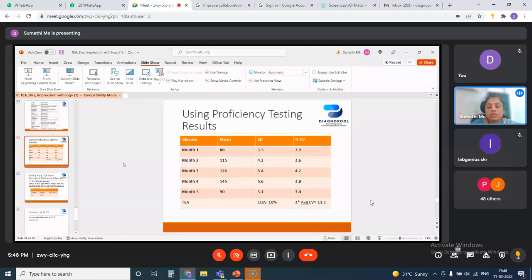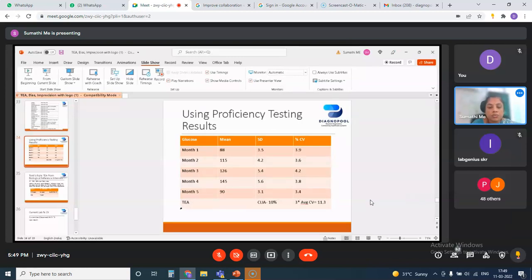What you can do here is take the percentage CV of your PT testing. PT reports, most of the time, contain this percentage CV. So you take the average of a minimum of 5 or 6 months of CV percentage and you multiply it by 3. This gives you an error limit in terms of percentage.